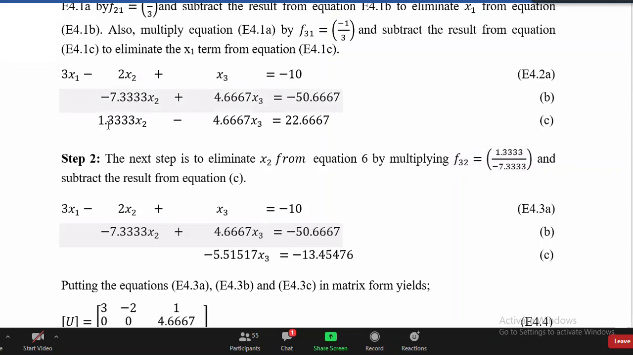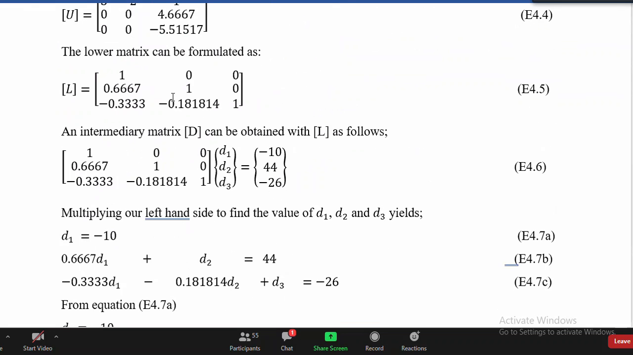So this is F32. So A32 prime over A22 prime. Right? So that's why we got all this. So that is the value of F32 prime. Yeah. So we have the lower triangle. Now we will generate an intermediate matrix D, which will give us the right hand side B if we use Gauss elimination to modify it.